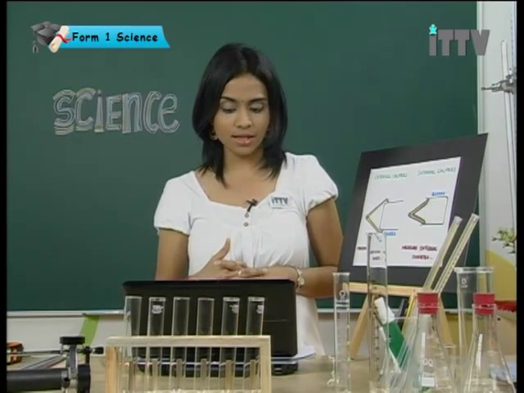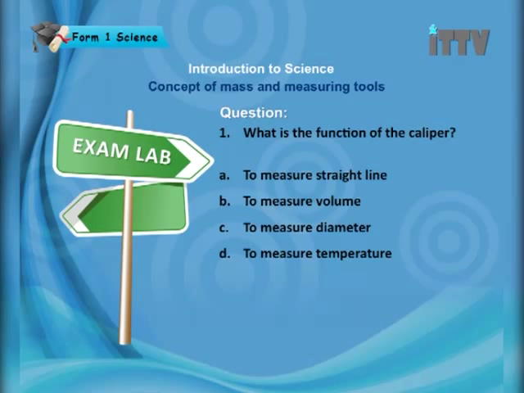So, what is the correct answer here? Is it to measure volume or to measure diameter? We have got two different types of calipers. Firstly, the external and the internal. Let's have a look at the correct answer. The correct answer is C, to measure diameter. The internal calipers we use to measure the internal diameter. The external calipers we use to measure the external diameter.